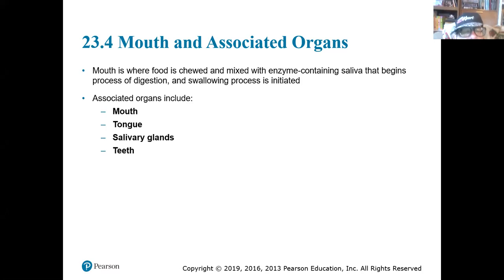Anyway, so in the mouth and associated organs, the mouth is part of the GI tract, while the tongue, the salivary glands, and the teeth are considered accessory organs. The mouth is where food is chewed and mixed with saliva. The saliva begins the process of digestion, and that's where we start the swallowing. When we say we begin the process of digestion, things like salivary amylase will start the breakdown of starch in the mouth. All right, so moving on.